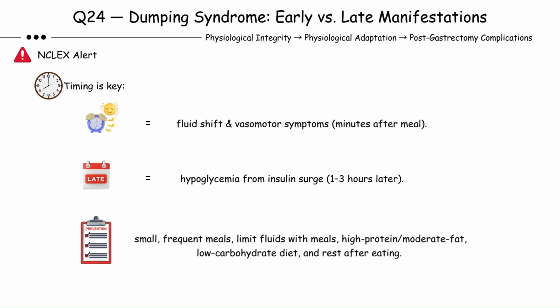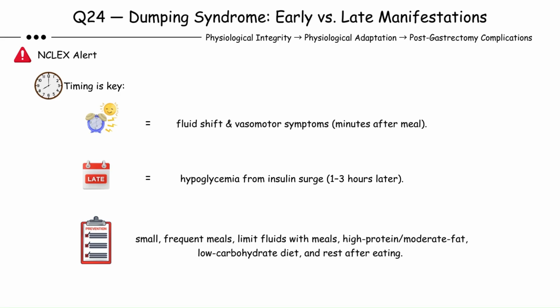NCLEX alert. Timing is everything. Minutes after a meal, fluid shifts, vasomotor and GI symptoms, early dumping. 1 to 3 hours after a meal, insulin surge, low blood sugar, late dumping. Prevention strategies you should know. Cold. Eat small, frequent meals.